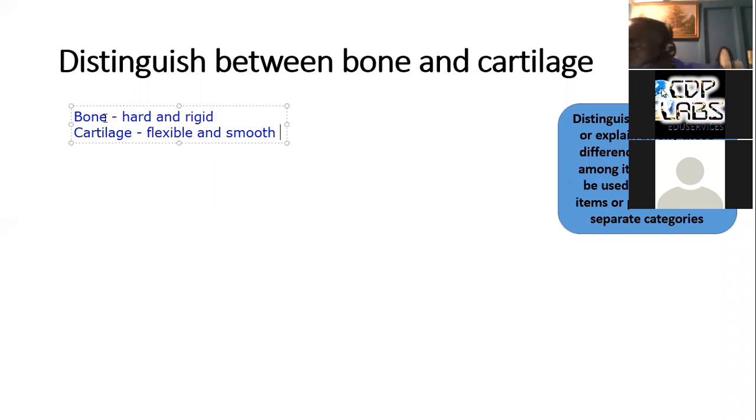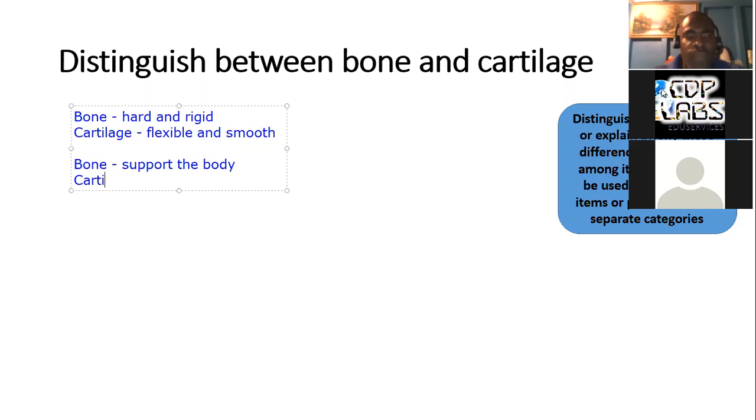Okay. Good. Then when they ask you to distinguish something, the first thing you think about is the characteristics, or you can think about the function as well, because you could also use function. The bone supports the body or provides support, and the cartilage? What's the function of the cartilage?